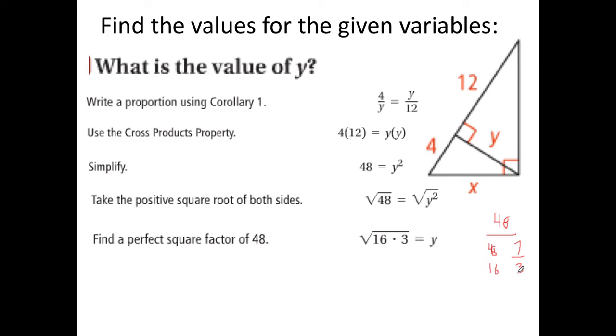48 and what else gives you 48? 12 and 4 give you 48. 24 and 2 give you 48. 6 and 8. These all multiply up to 48. Okay, 48 times 1, 16 times 3.